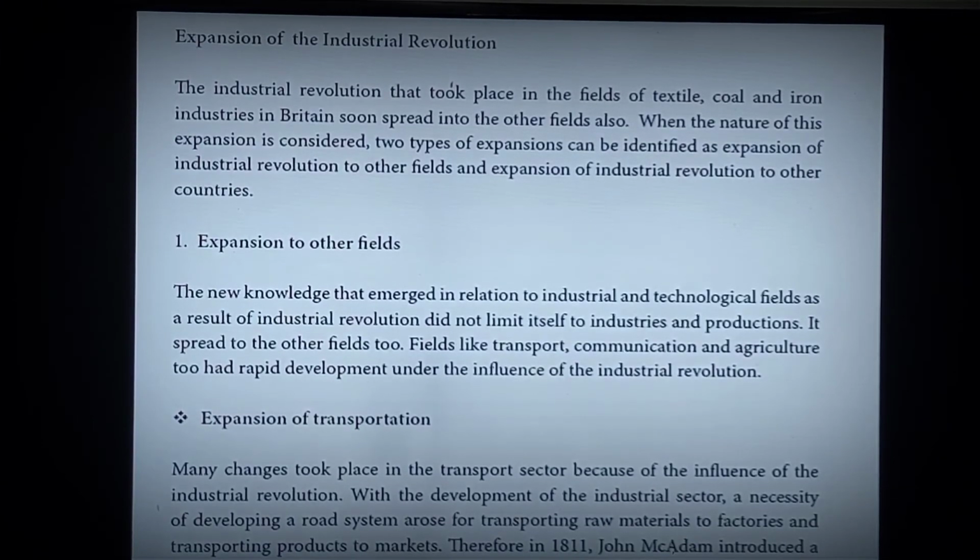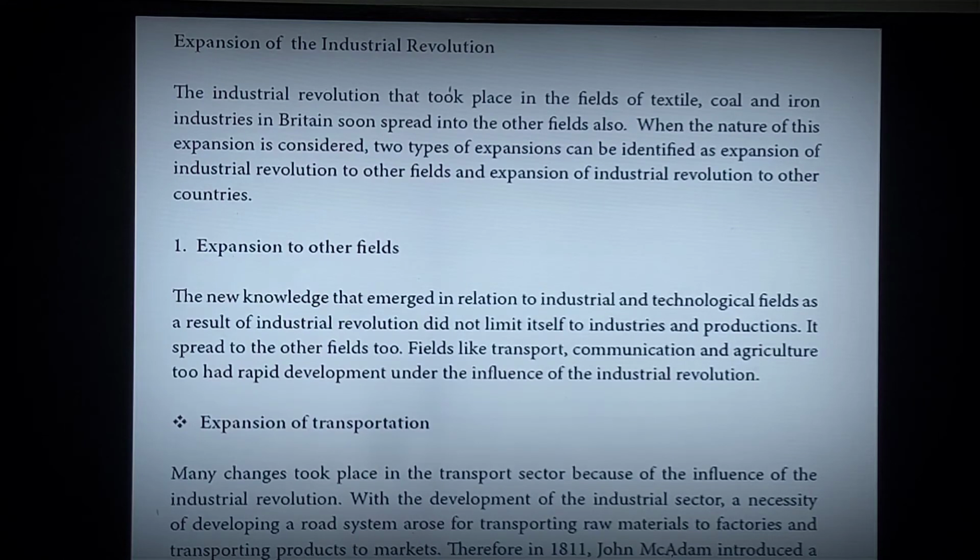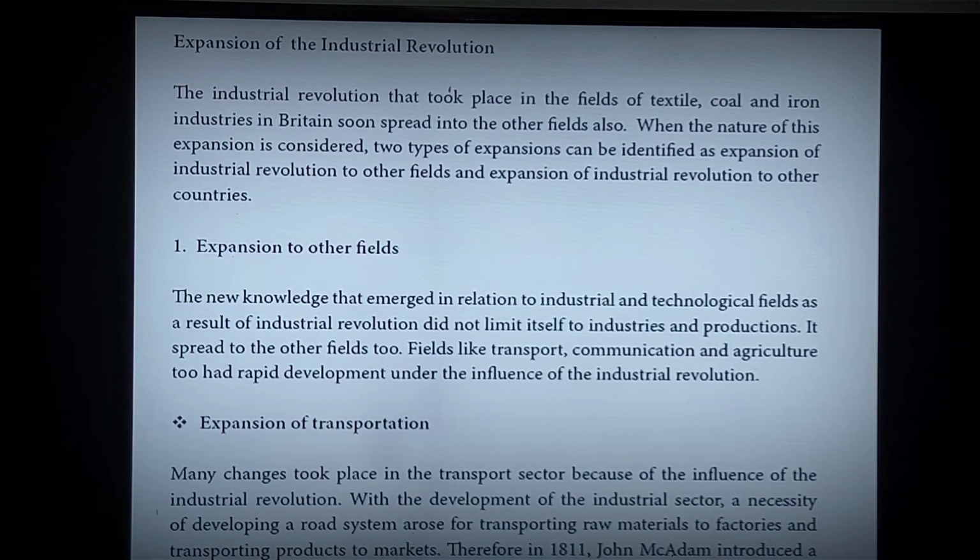The Industrial Revolution that took place in the fields of textiles, coal and iron industries in Britain soon spread into other fields also. There are two types of expansions that can be identified. Expansion to the other fields. The new knowledge that emerged in industrial and technology fields as a result of the Industrial Revolution meant fields like transport, communication and agriculture too developed under its influence. With the development of the industrial sector, a road system became necessary for transporting raw materials to the factories and goods to the market.